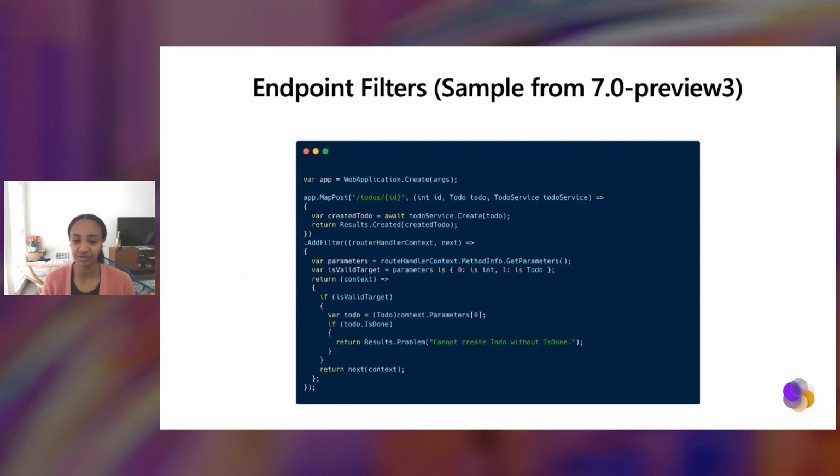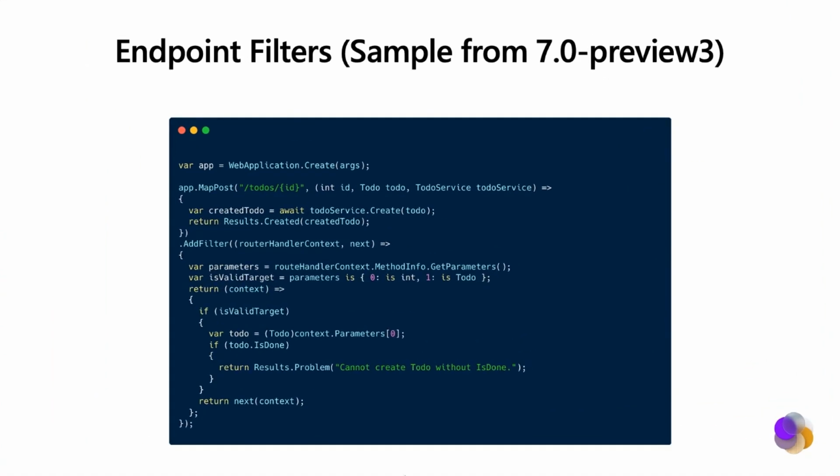So this is already shipped and is out in the world if you try out the 7.0 Preview 3 of .NET 7. You can add a filter to any endpoint that is registered on your application. Here I have a to-dos endpoint, and I've added a filter that is going to validate the to-do that the user is attempting to post to the endpoint. And with this filter, I can do a variety of things. I could log. I can do what I've done here, which is do some validation.